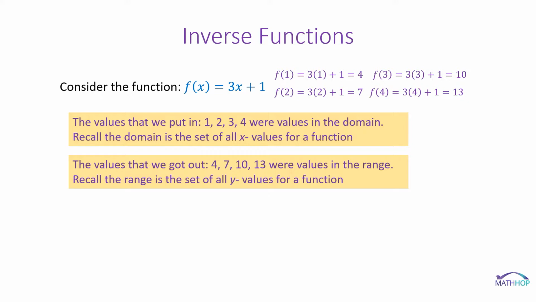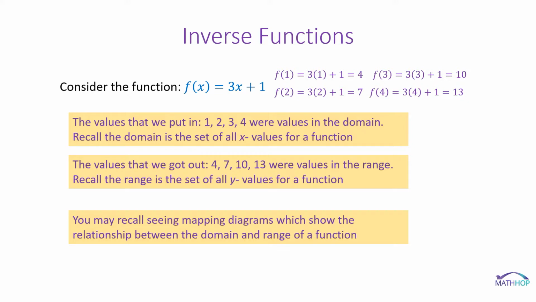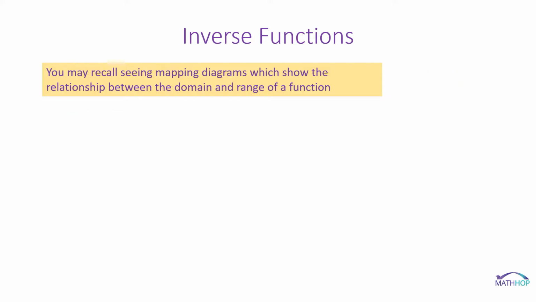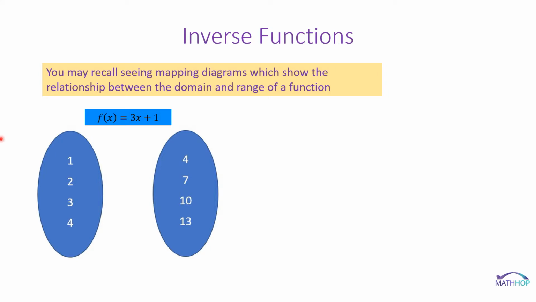And remember, when we first learned functions, you may recall seeing function machines or mapping diagrams, which would show you the relationship between the domain and range of a function. So let's look at one of those. The mapping diagrams would look like this. Sometimes they would say input and output, or x and y, or x and f of x if you had already learned function notation. F of x tells you this is a function whose variable is x.